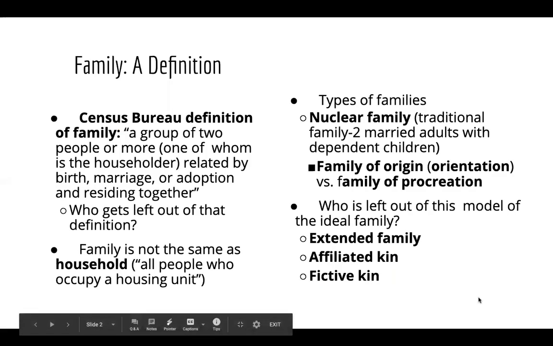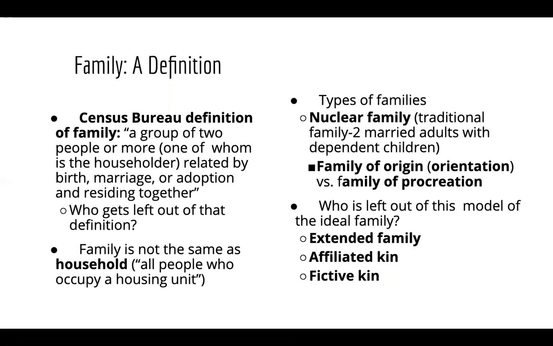So we begin with the Census Bureau definition of family, which is a group of two people or more, one of whom is the householder, related by birth, marriage, or adoption, and residing together. Now, people have some complaints with this definition because there are certain types of families that are perhaps left out of this definition. So take a look and see if you can figure out who would be left out.